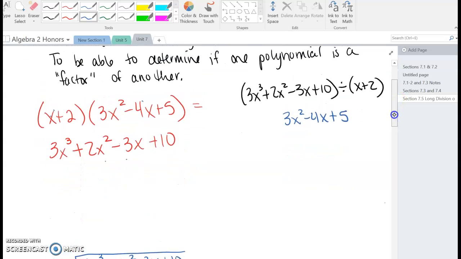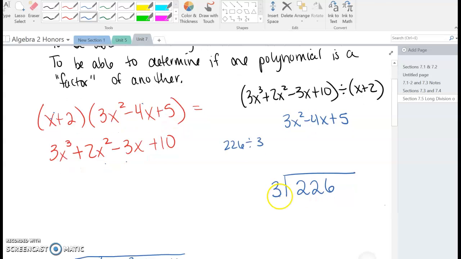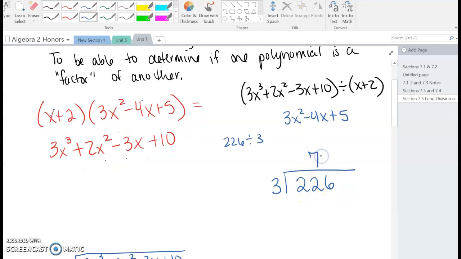So when we set up long division, we're going to set it up very similar to how we would divide with just numbers, right? When we set up long division for numbers, I think you did this in like 3rd grade. If I were to do like 226 divided by 3, okay? We set it up by taking 226, putting it under the divisor, and 3 goes on the outside. So then we say 3 goes into 22 how many times without going over? And so 3 goes into 22 7 times without going over.